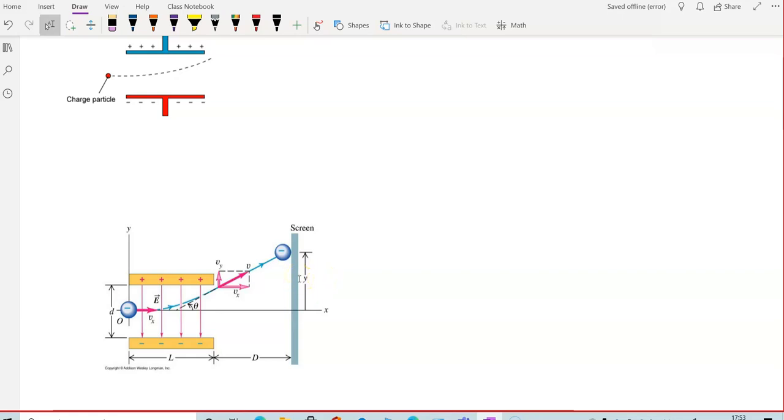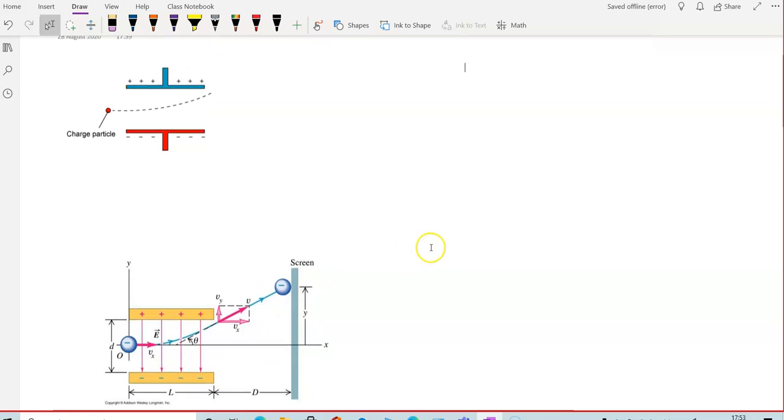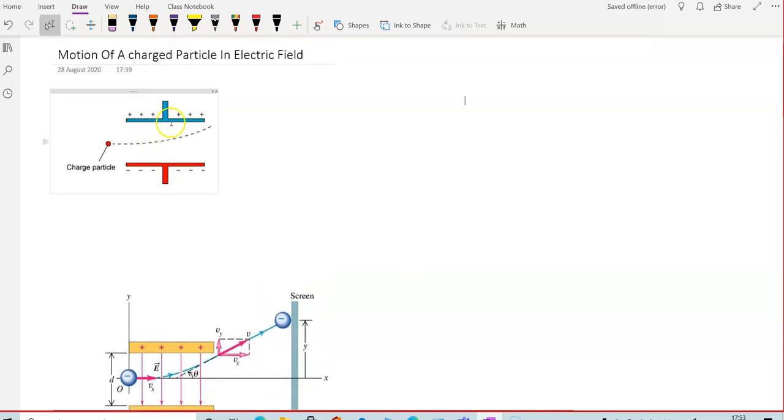At the same time, it can be proved that this deflection starts from the midpoint of the portion between the two extremities of the charged plate. And here, obviously, due to the capacitor plate, the electric field is going downward. I am drawing a separate diagram for it. If this is your capacitor plate, this is the positively charged plate, this is the negatively charged plate.